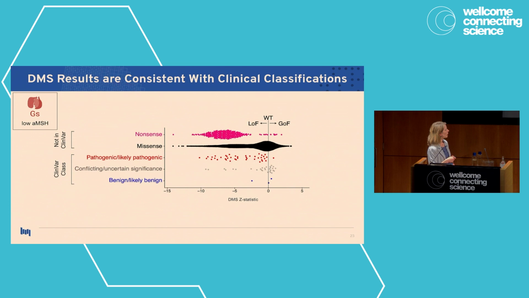The top variants here are not found in ClinVar, since we obviously tested a lot of variants that aren't present in the human population or aren't currently known to be present in the human population. The x-axis is the DMS Z statistic, so anything that's 0 is wild type, anything to the left is loss of function, anything to the right is gain of function. You can nicely see that nonsense variants typically cause loss of function. Missense variants are more heterogeneous. And then if we look just at the ClinVar classifications, you nicely see that the predicted pathogenic variants are more likely to be significantly loss of function than predicted benign variants.